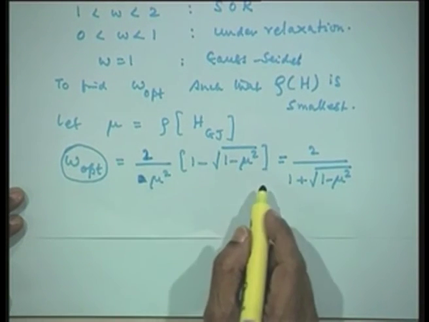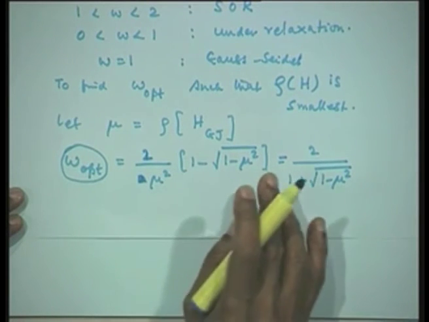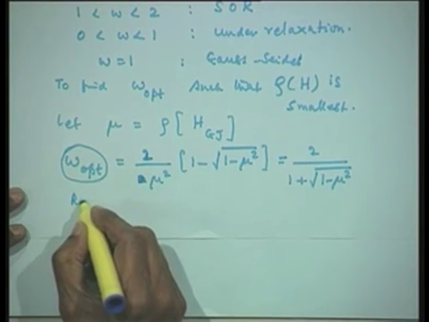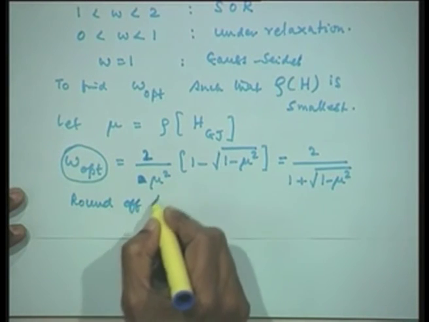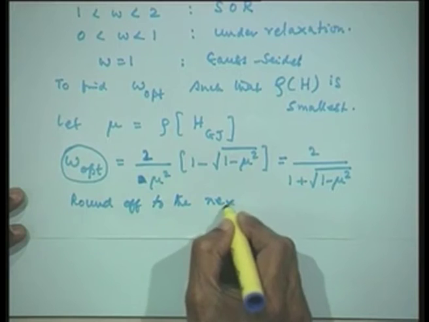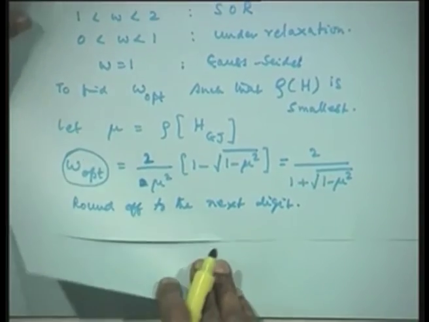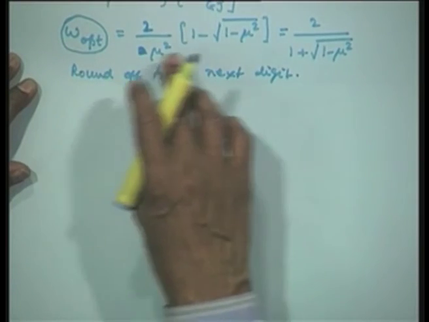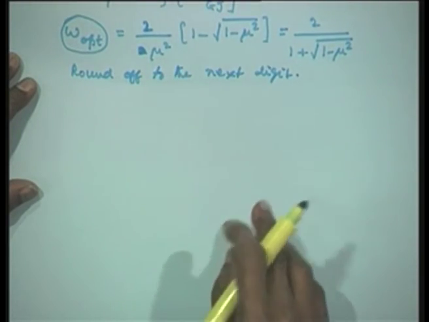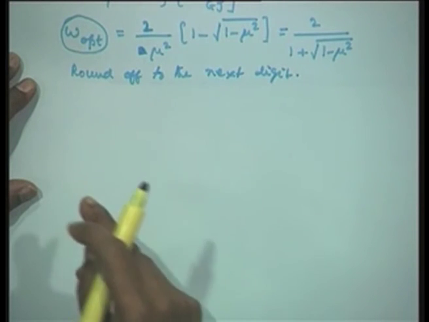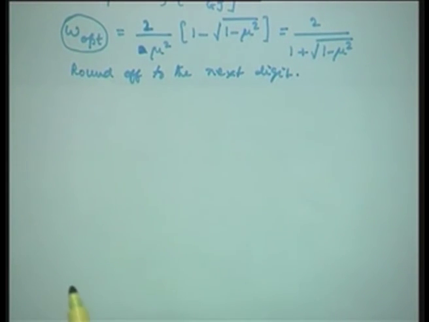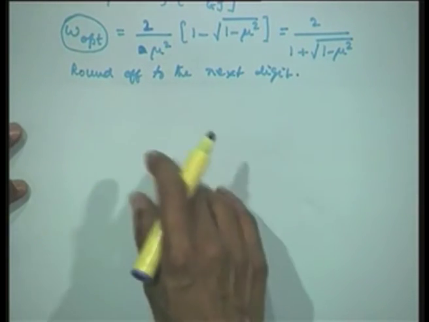And we always round off to the next digit. We do not use the normal rounding, we round off to the next digit. The reason is that if you try to draw the graph of the spectral radius of the SOR with respect to omega, to the left of this omega optimum, the slope of the graph is minus infinity. Therefore, there is a possibility that we may land into a non-converging sequence. Therefore, we round it to the next digit, so that we are always safe in this case.